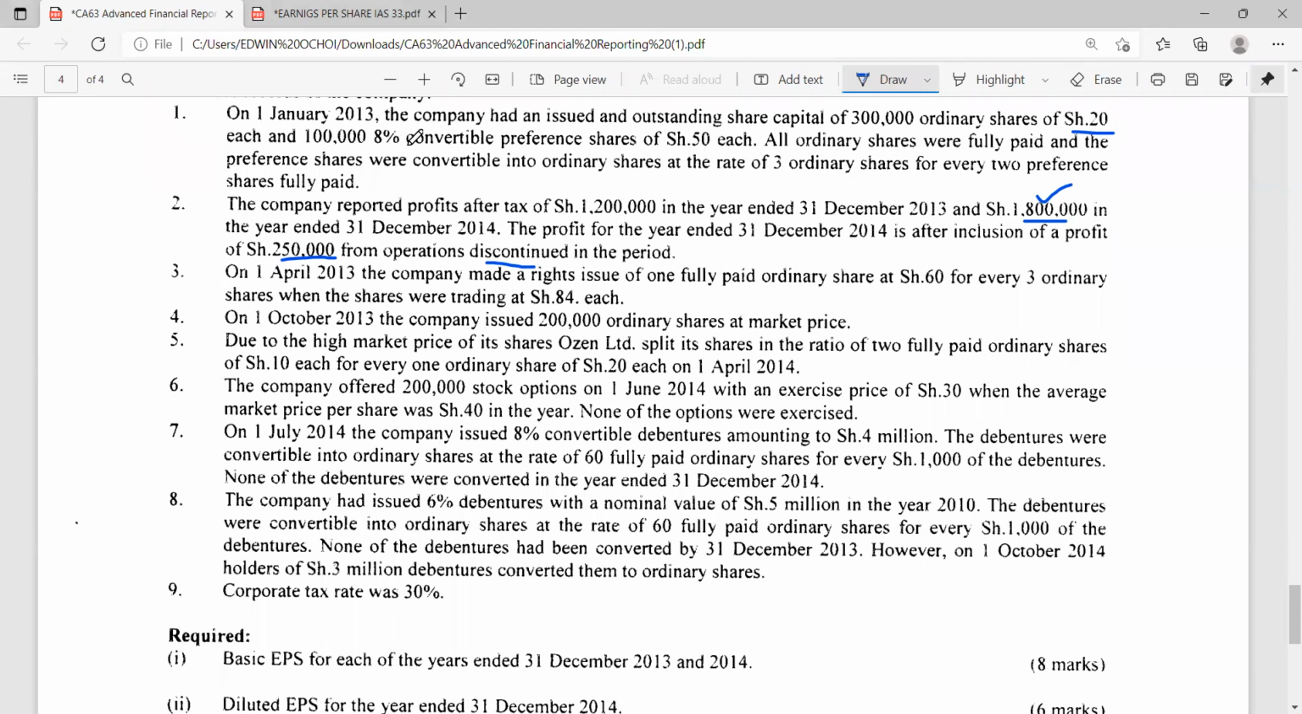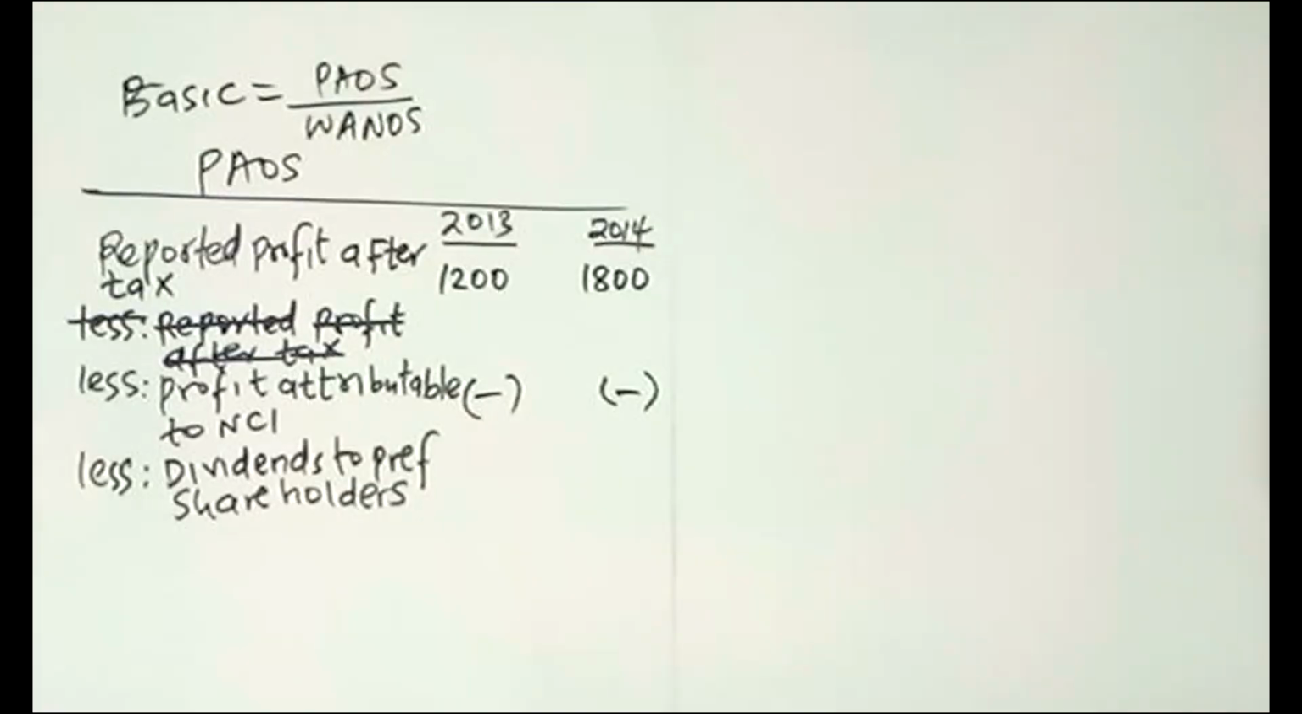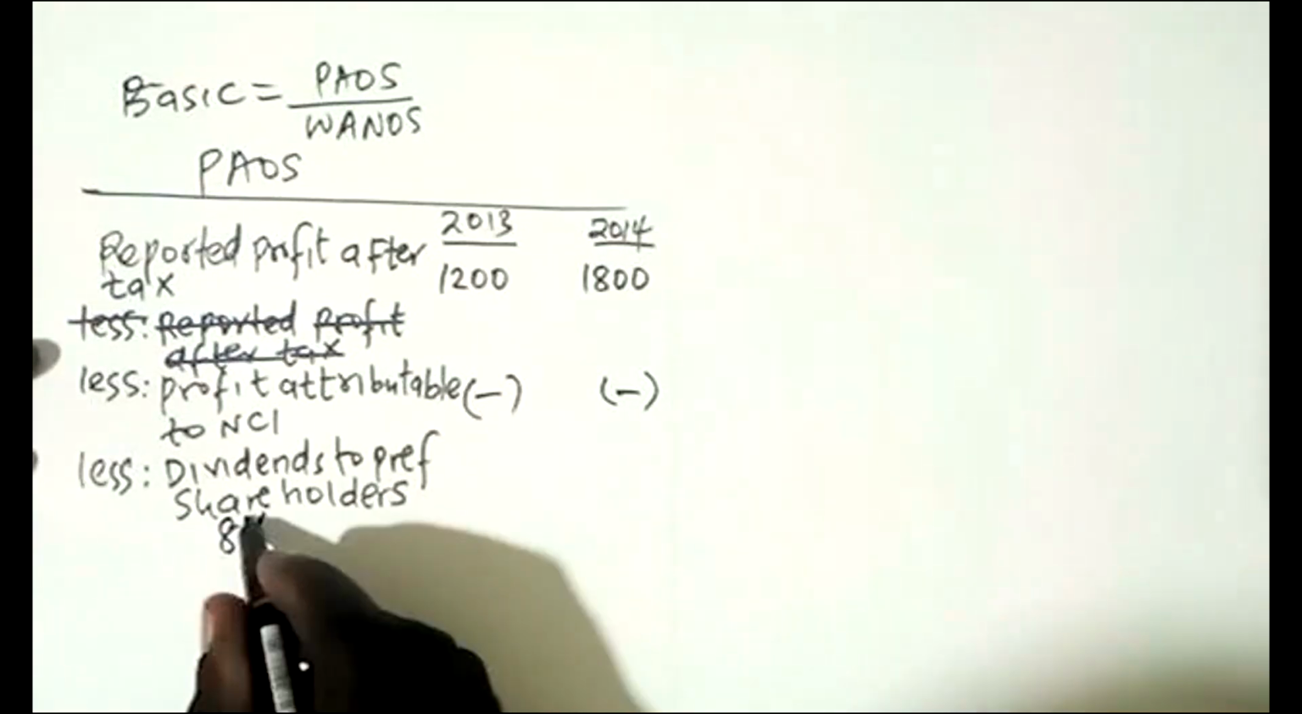So which means that the dividends which are paid to these preference shareholders are based on a contractual rate, on a percentage of 8%. That is the contractual rate, the 8%. So 8% of the shares times shillings 50 per share. So that is from 2013.